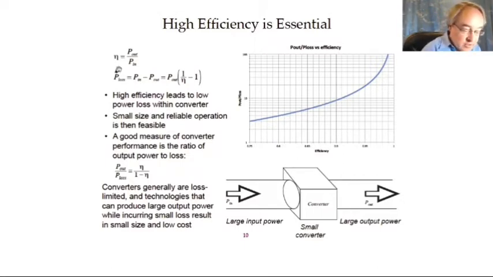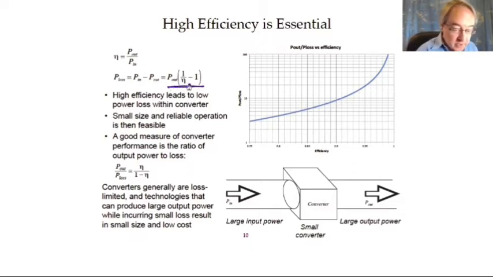So here's the equation for efficiency. It's the ratio of output power to input power, and the loss is the difference between the input and output power, which we can express in terms of the output power and the efficiency in this way. Now, our switching converters are loss limited. They're limited by the amount of heat sinking that we have and the size of the enclosure. And so for a loss limited converter, with a given efficiency, this limits the amount of output power that the converter can produce.